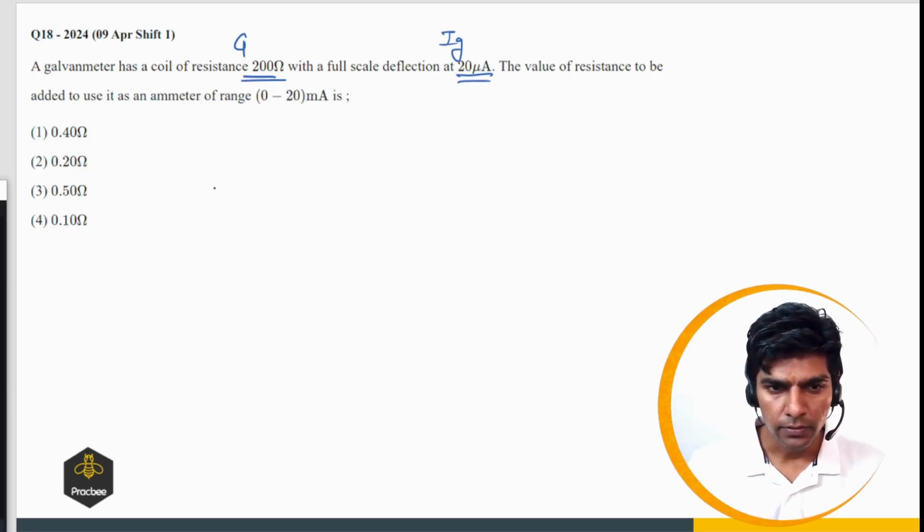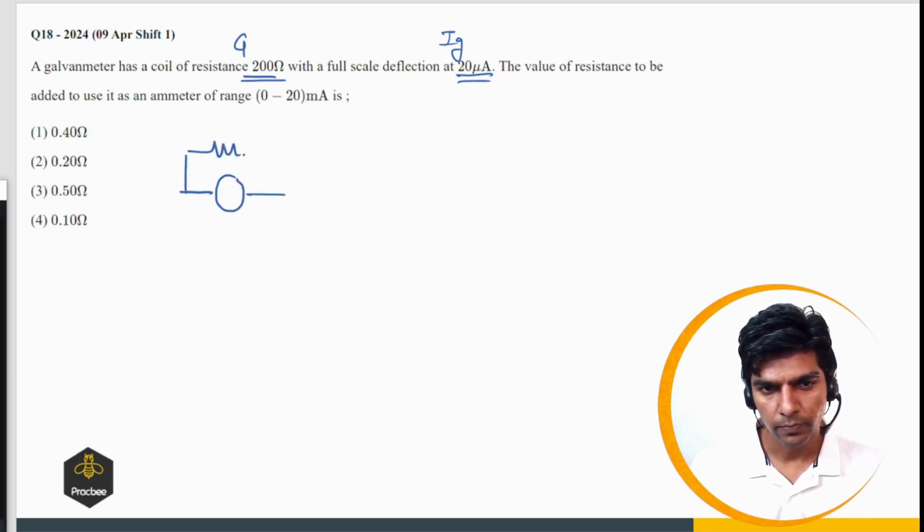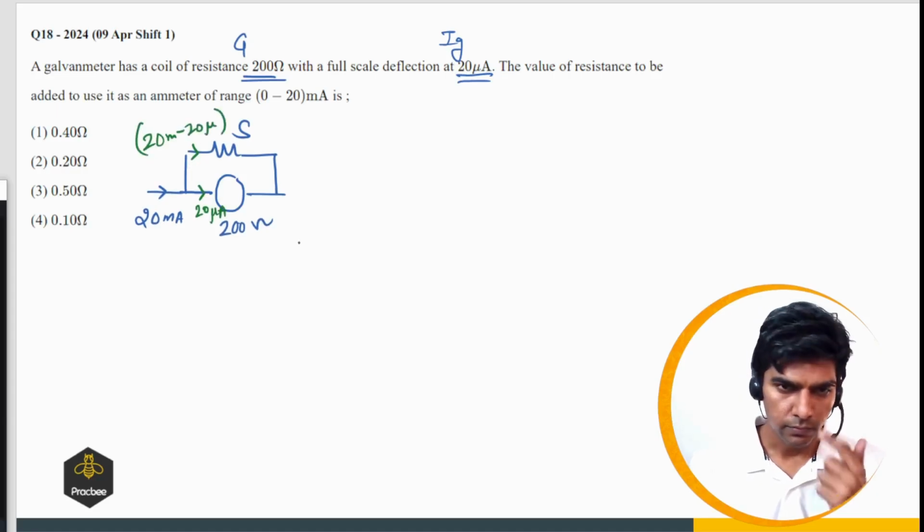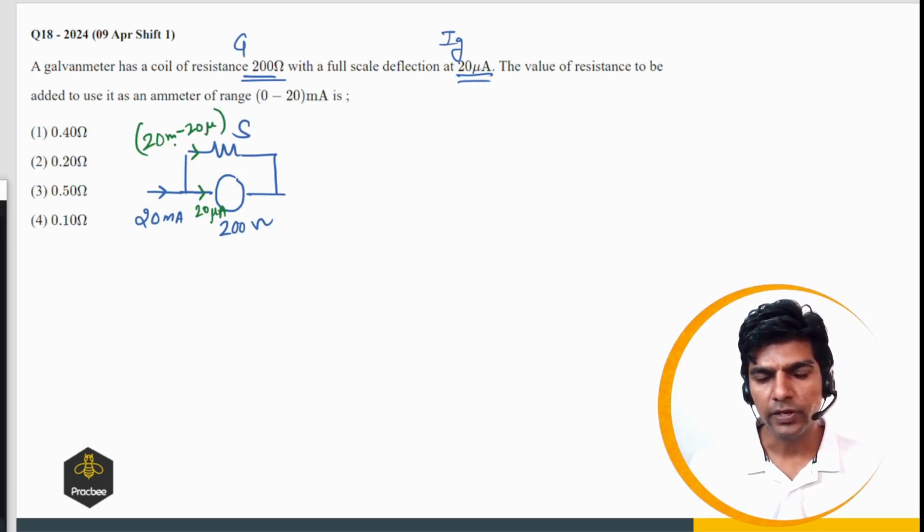current. So the circuit in this case will be a galvanometer is connected with a shunt, and this shunt we have to calculate, and G value is 200 ohms, and suppose the current that this ammeter is measuring is 20 milliampere, at that instant we'll have full scale deflection in the galvanometer. So this current will be 20 microampere, and here we have 20 milli minus 20 micro, right?